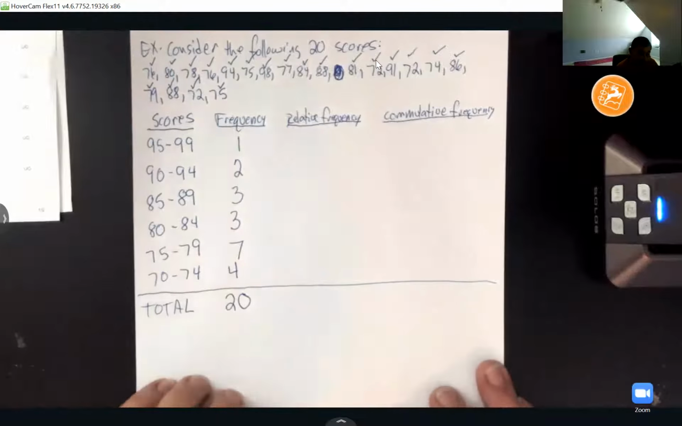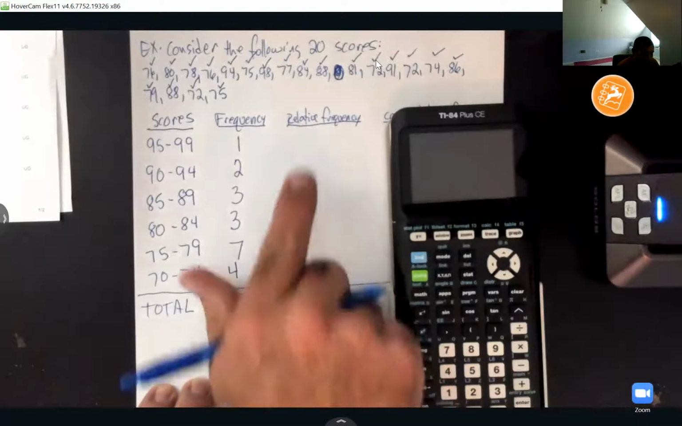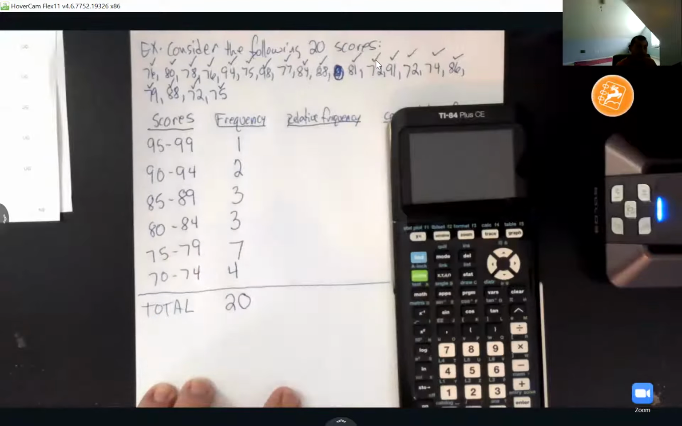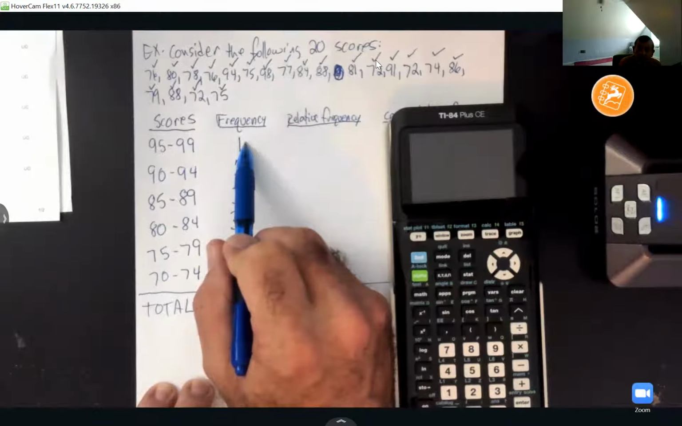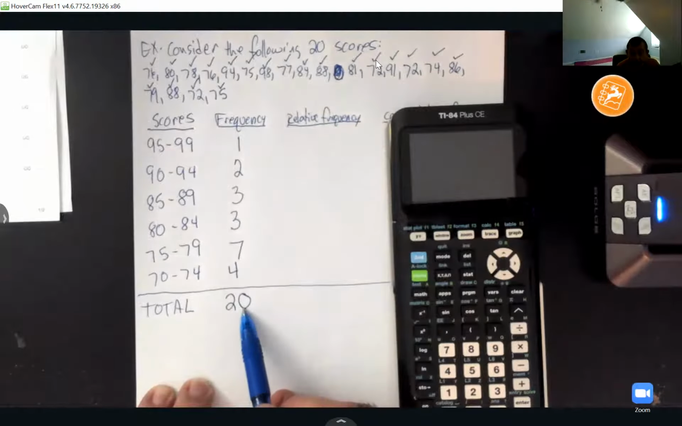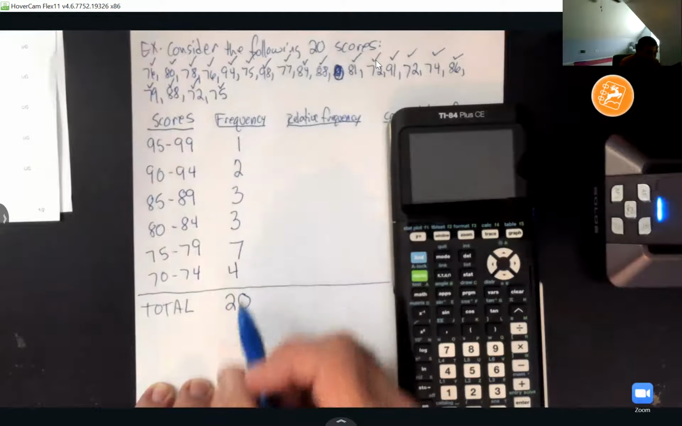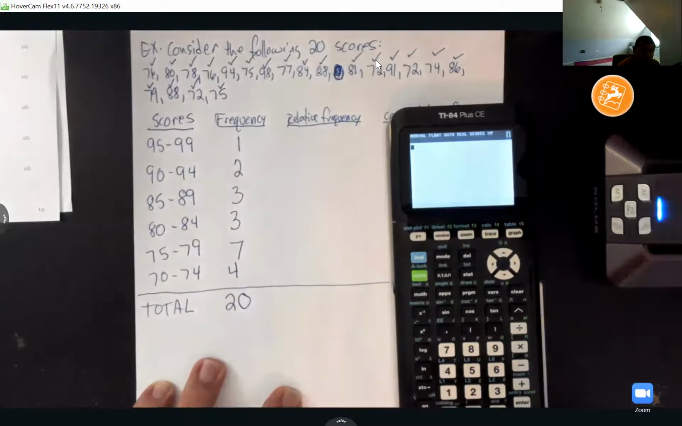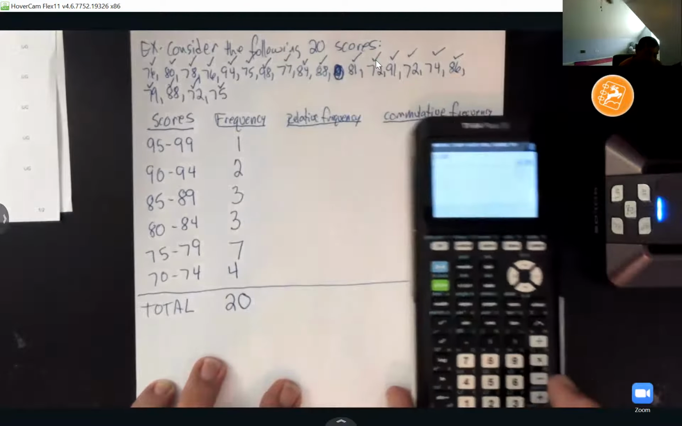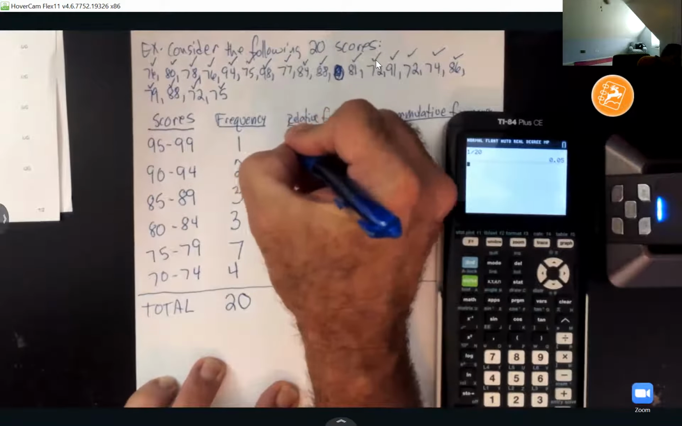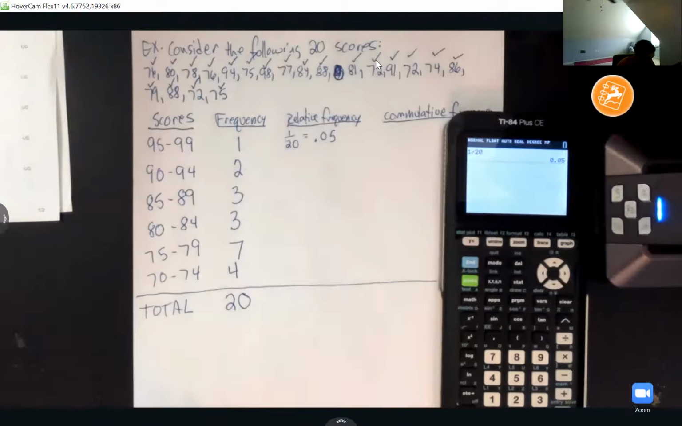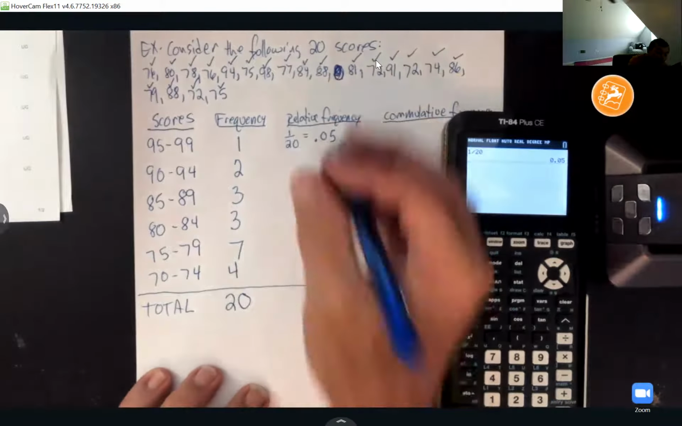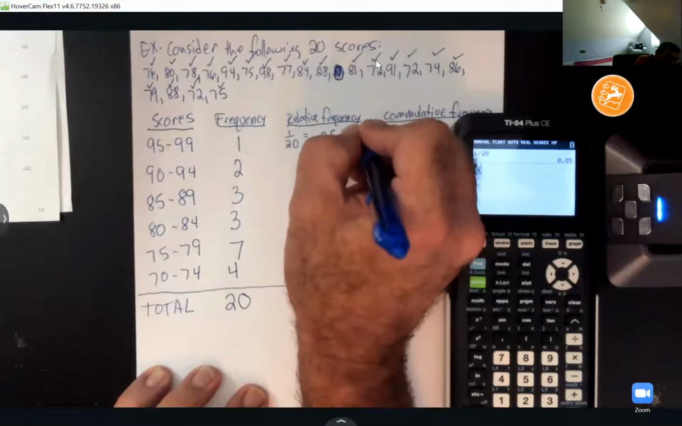So now here's where you're going to want to use your calculator because it wants the relative frequency. So remember, we said the relative frequency was how many times it occurred in that category divided by the total. So I'm going to take 1 and divide by 20, and that's going to give me the relative frequency. So 1 divided by 20 equals 0.05, which is equal to 5%.